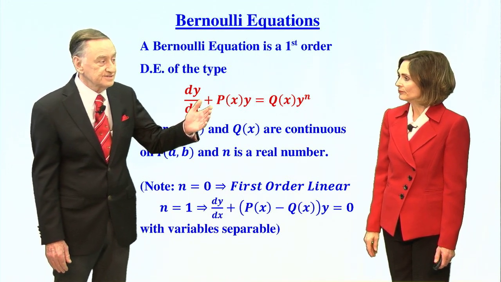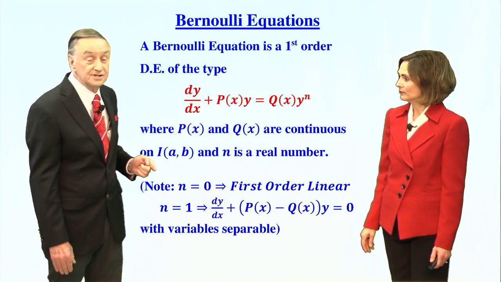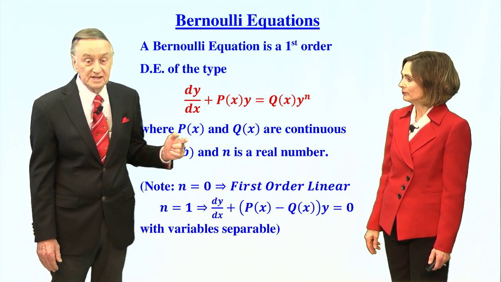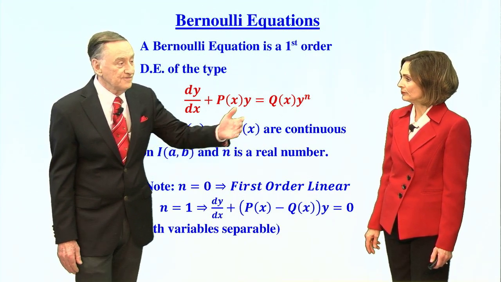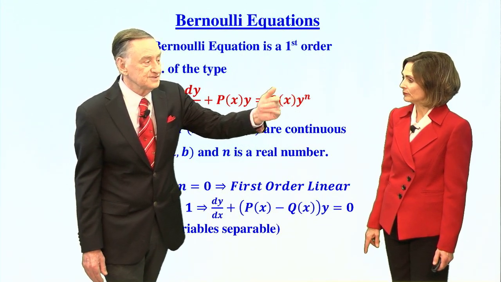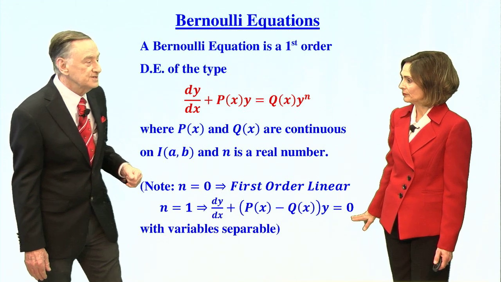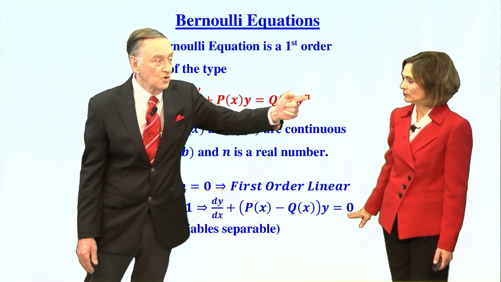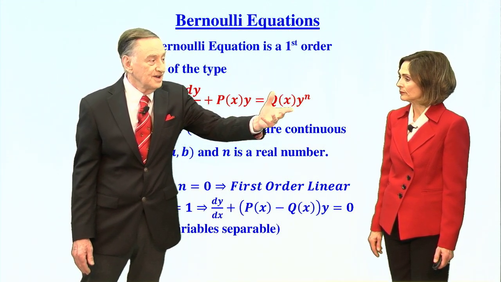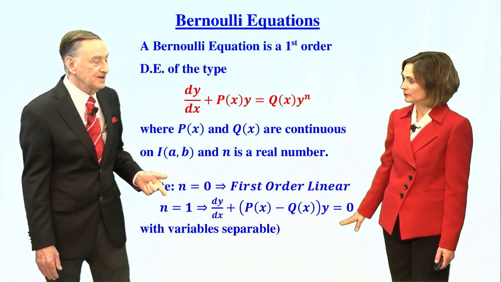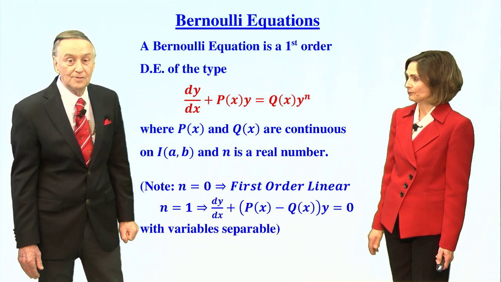Now, p of x and q of x are continuous functions on the interval from a to b, and n is a real number. However, if n is 0, of course, you get y to the 0, so that is just a first order linear differential equation. If n is 1, then you just have a y there, and we can bring all this to the left-hand side and factor the y out of there and solve it with variable separable.